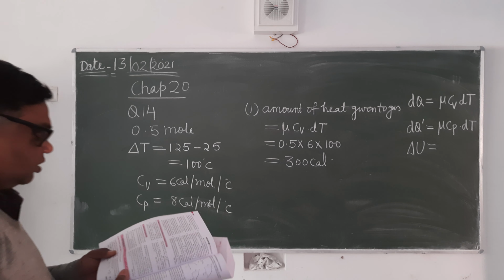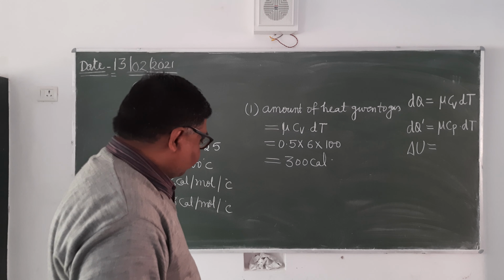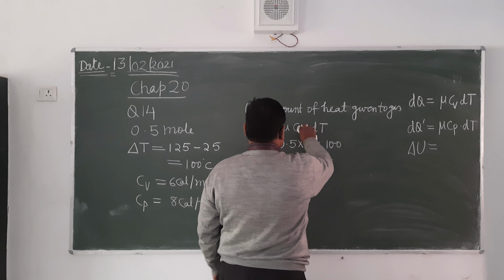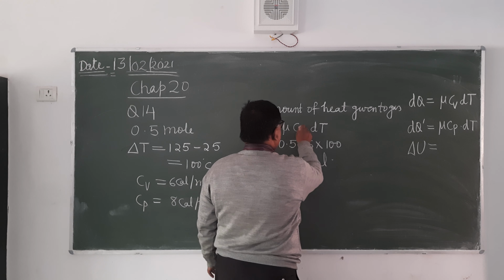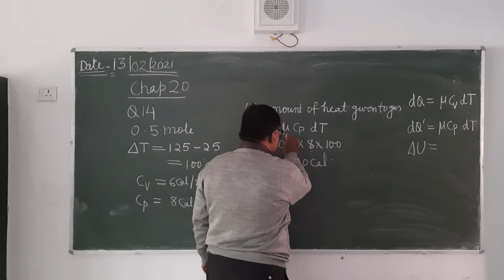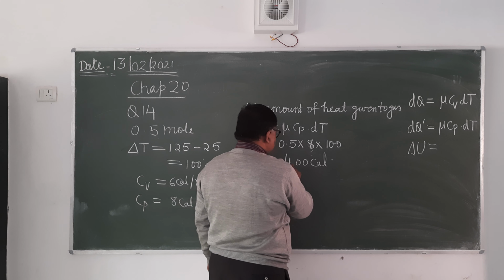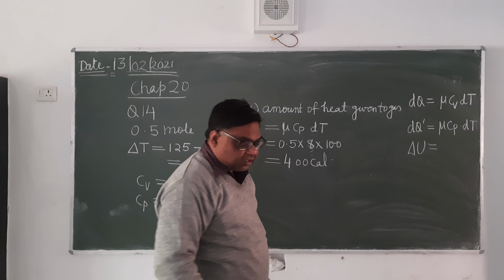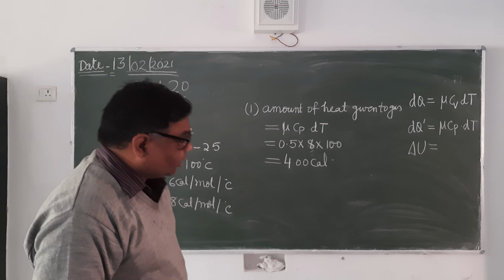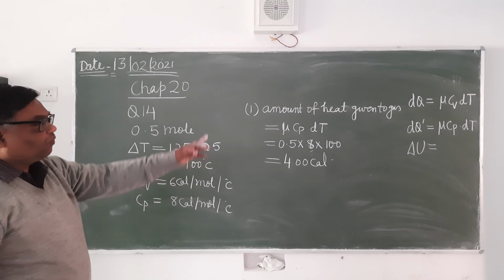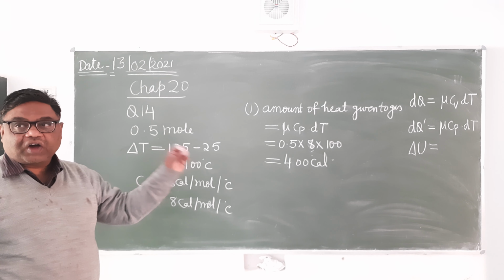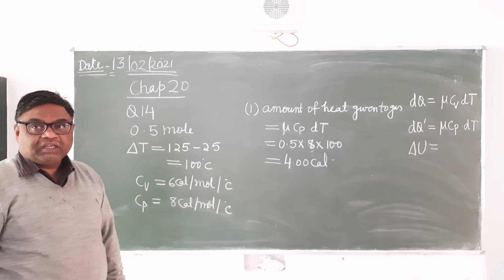You see here, this is the total amount of heat. Total amount of heat will be mu into Cp into dT, that is equals to 400 calorie. It's clear? Now see here, the next part is the increase in internal energy. So first you find out the heat which is required only for heating. Only for heating. It's clear?